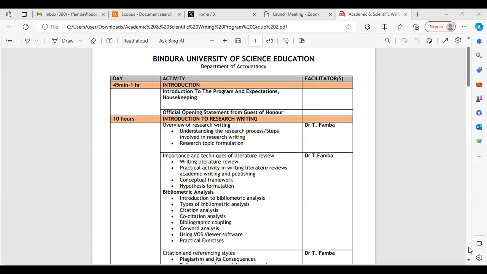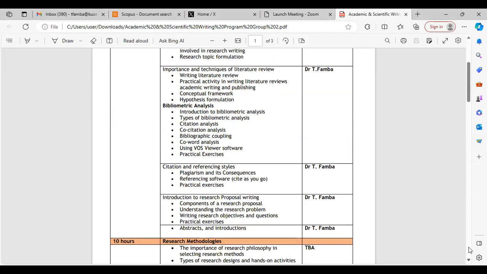We will also go to citation and referencing styles, plagiarism and consequences, referencing style softwares, practical exercises. Then if we have got time, we will go to the introduction to research proposal. But I doubt if we are going to have time for that, because bibliometrics on its own is a very long topic, which we need to really try to understand. So let's go straight away into bibliometrics.